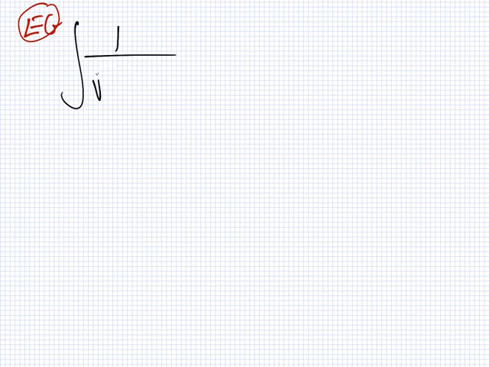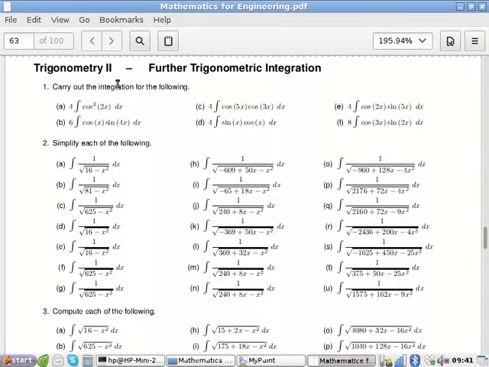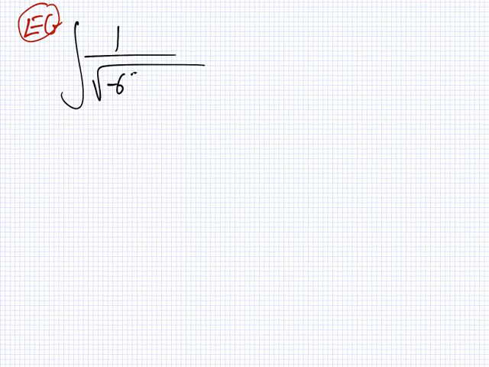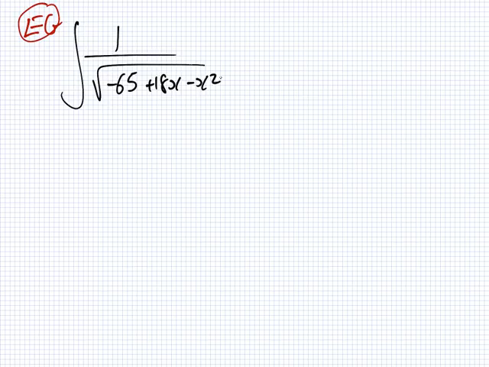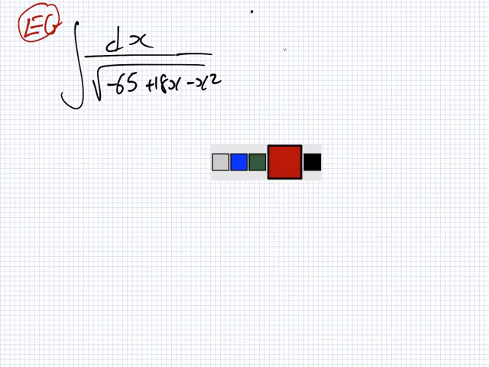Right. Integrate 1 over root minus 65 plus 18x minus x squared dx. Right, let's do a little bit of simplifying here on the side.